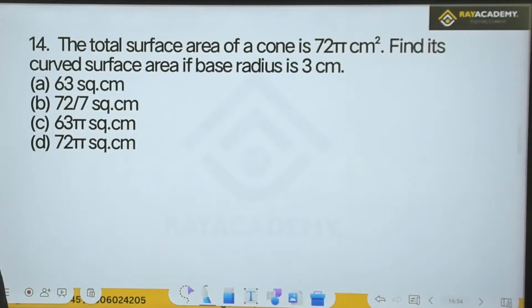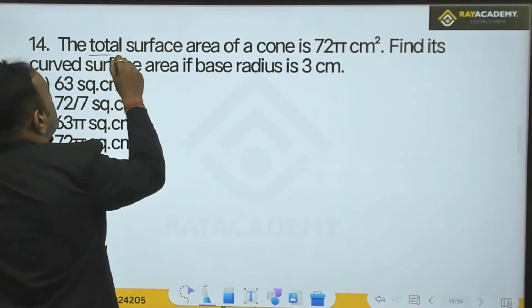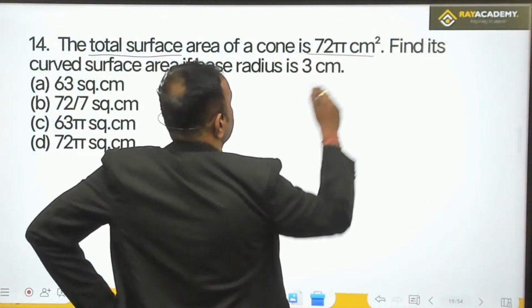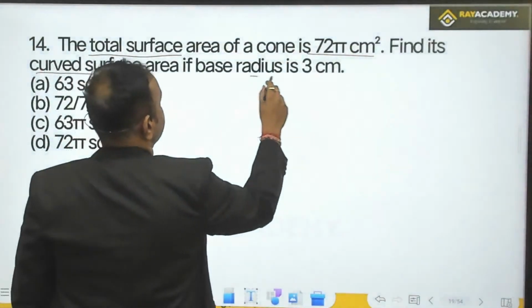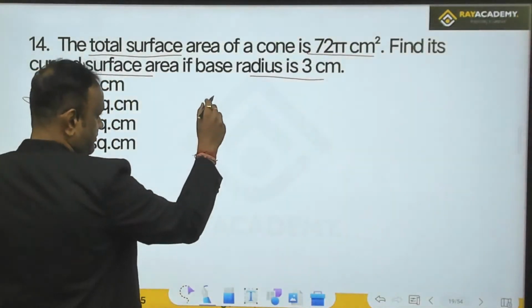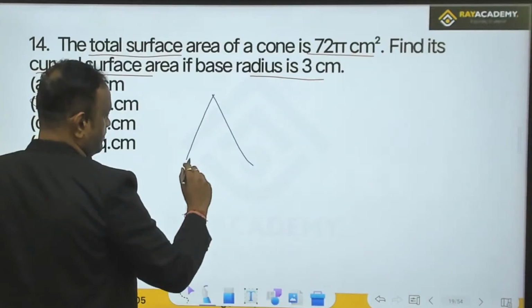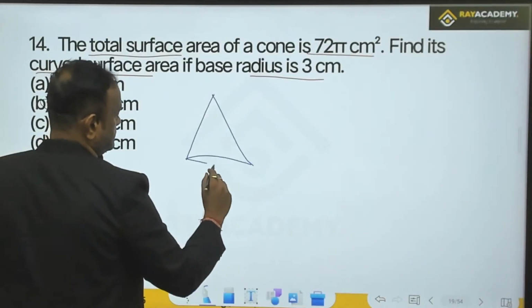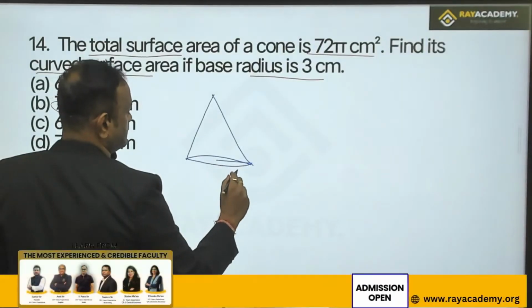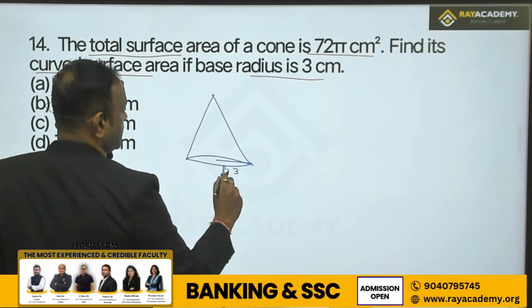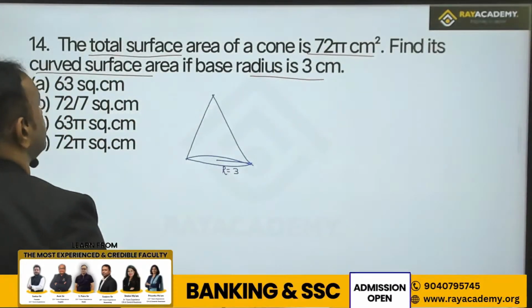Next question. The total surface area of a cone is 72 pi cm². Find its curved surface area if the base radius is 3. So let us draw the figure first. This is the cone, and the radius is given as 3, r equal to 3.